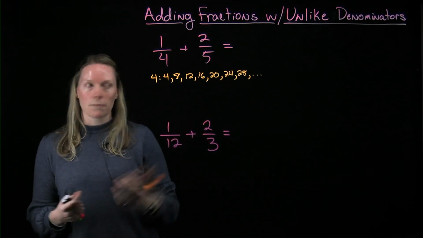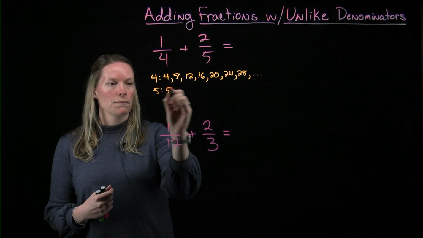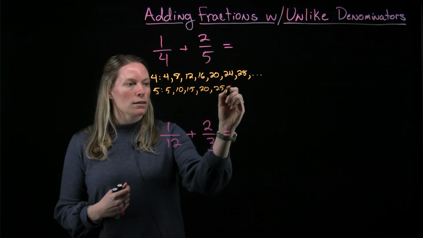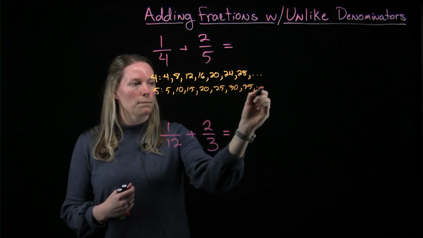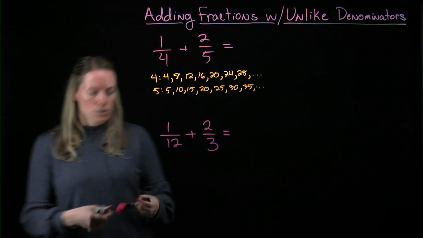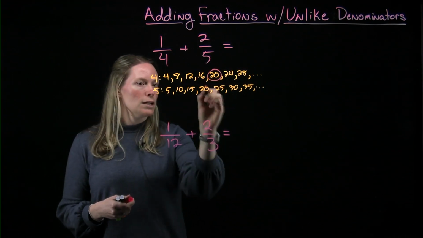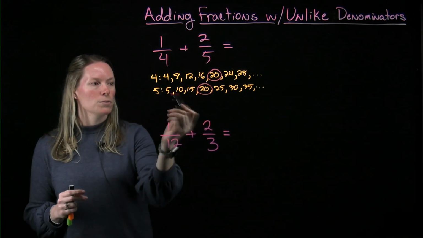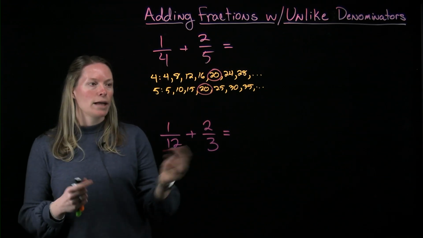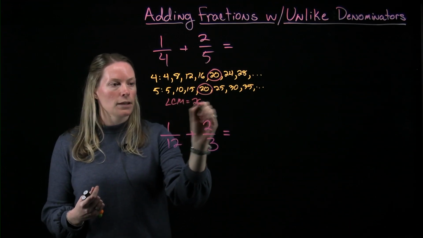Now I'm going to take a look at the denominator of 5. So if I think about the multiples of 5, then I'm going to have 5, 10, 15, 20, 25, 30, 35, and so on. Now I need to look for their common multiples. As I look through my list, I'm trying to make sure that I have the same number in the multiples of 4 as I do in the multiples of 5. The first one that I see is 20. Notice how there are no multiples less than 20 that are both multiples of 4 and 5. So 20 happens to be our least common multiple, or our least common denominator in this case, since we're dealing with fractions.